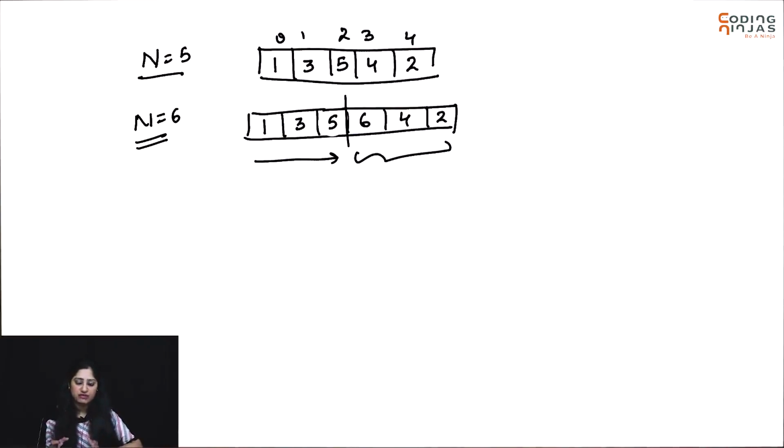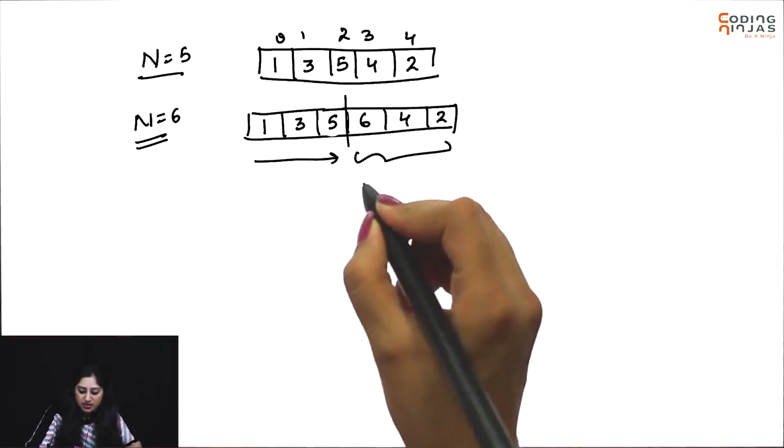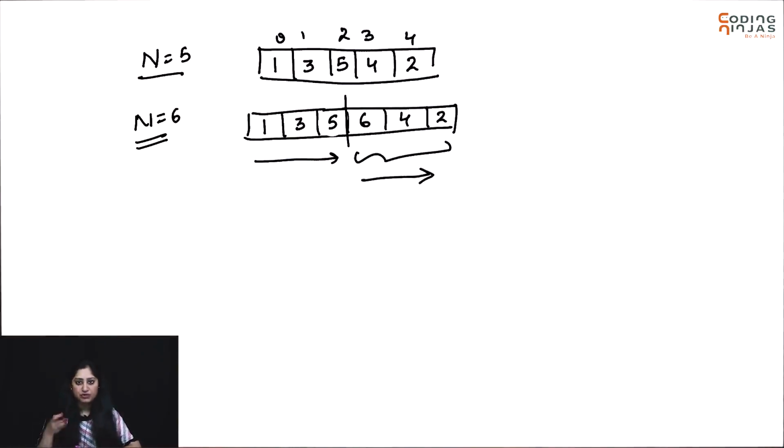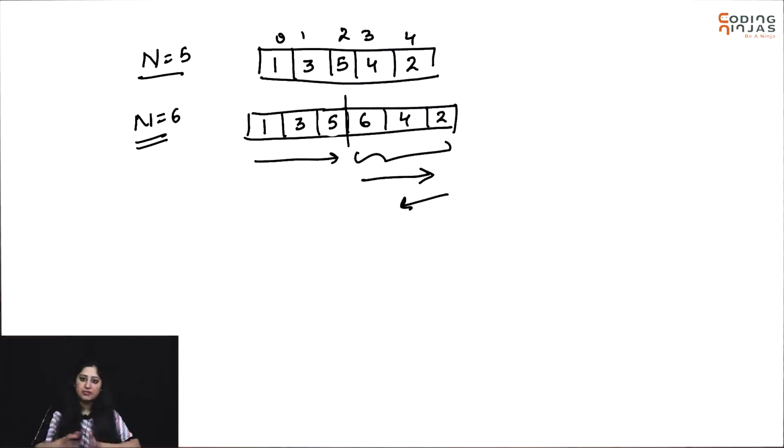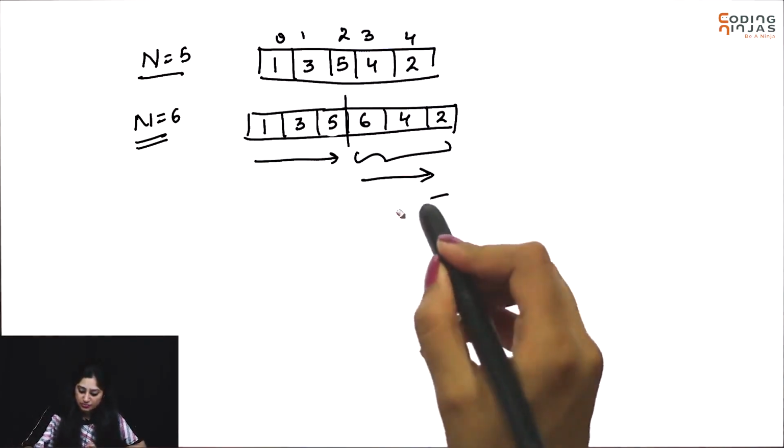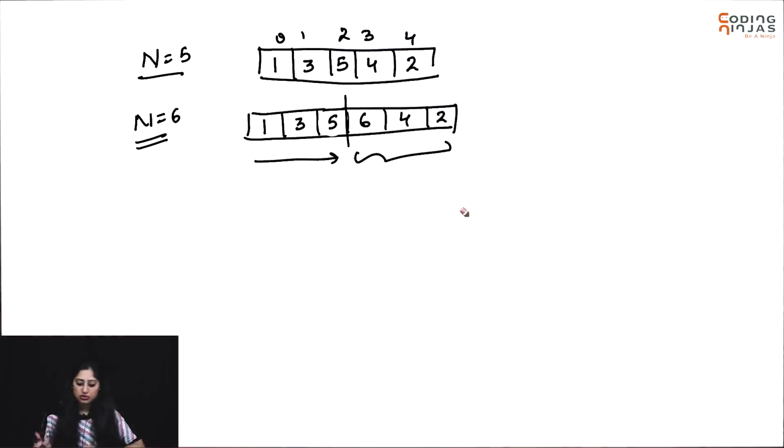First focus on the first half and fill all the odd elements starting from 1, and then focus on the second half and fill in all the even elements, right? So if you fill even elements in this direction, then they'll be in descending order, 6 4 2. If you fill in this direction starting from the last element to the mid element, then they'll be in ascending fashion starting from 2. It's up to you to decide what pattern to follow, right? That's completely up to you.